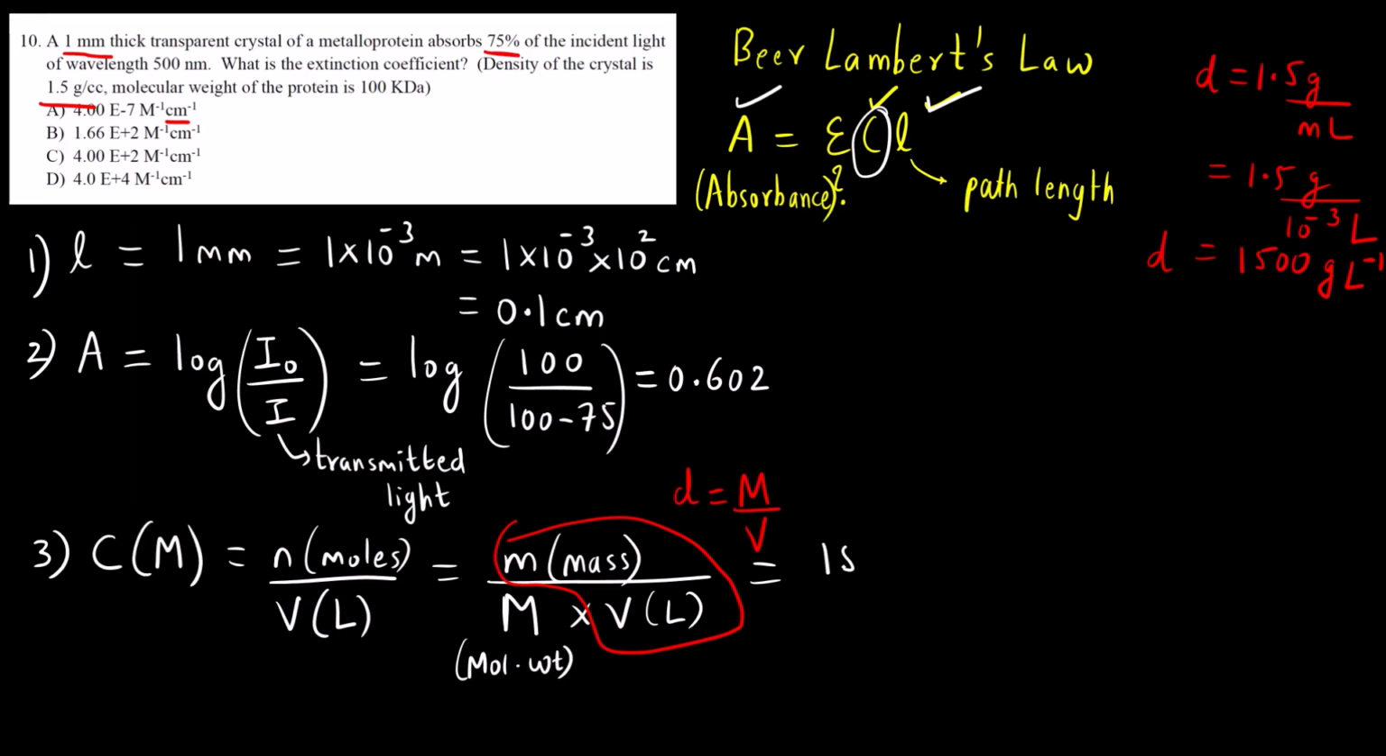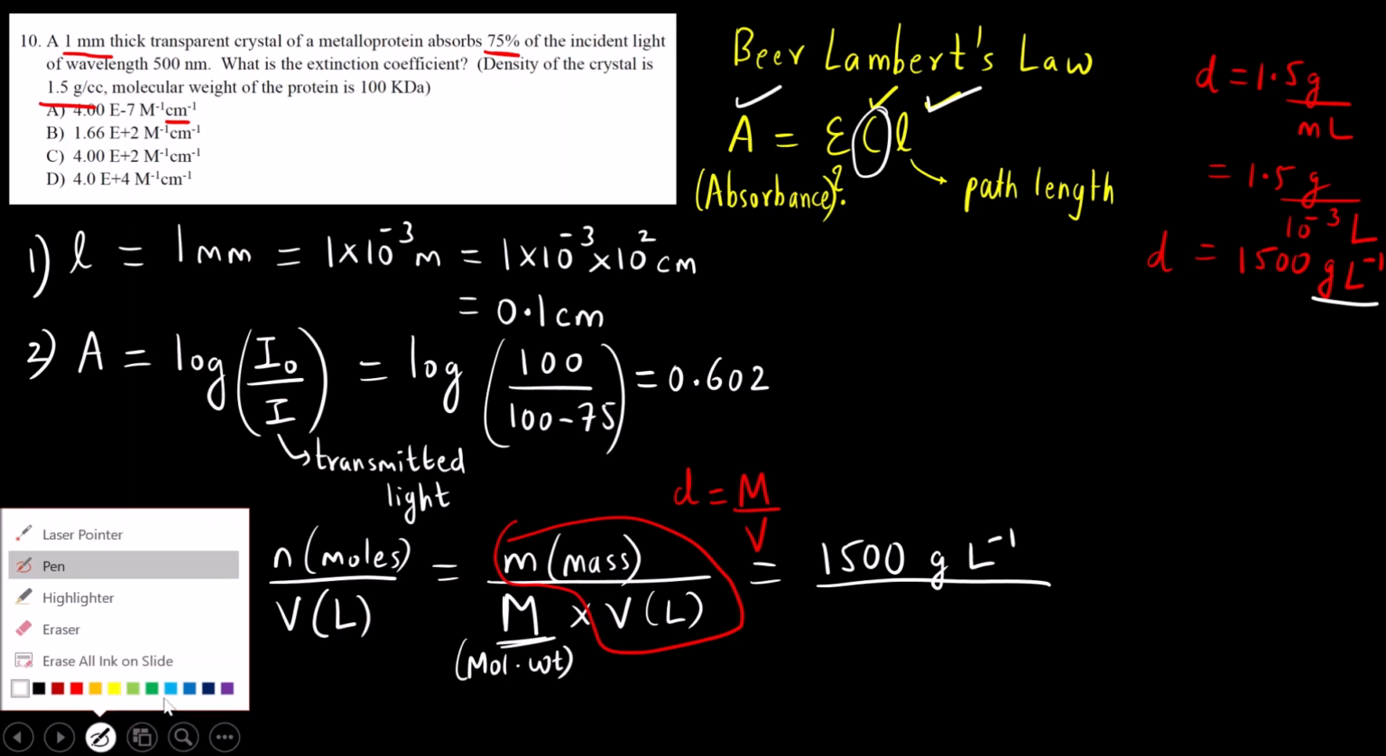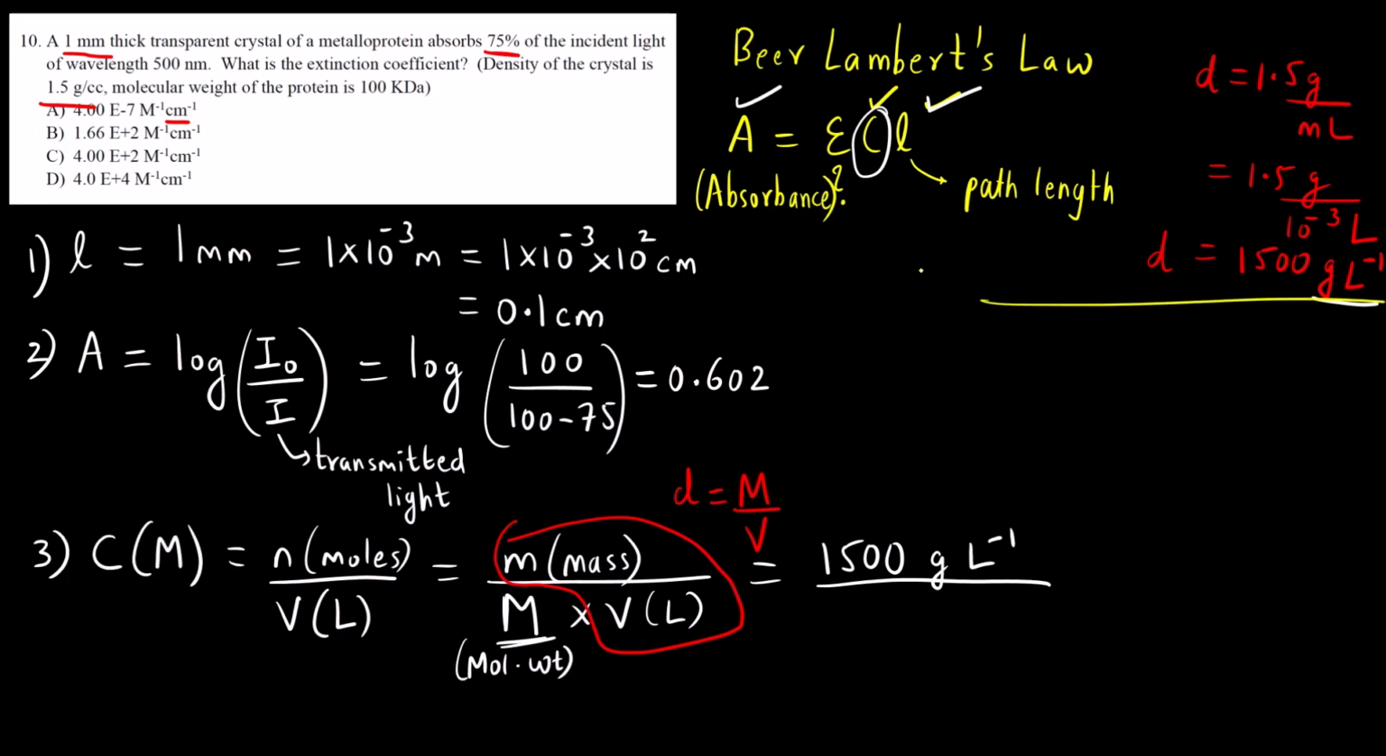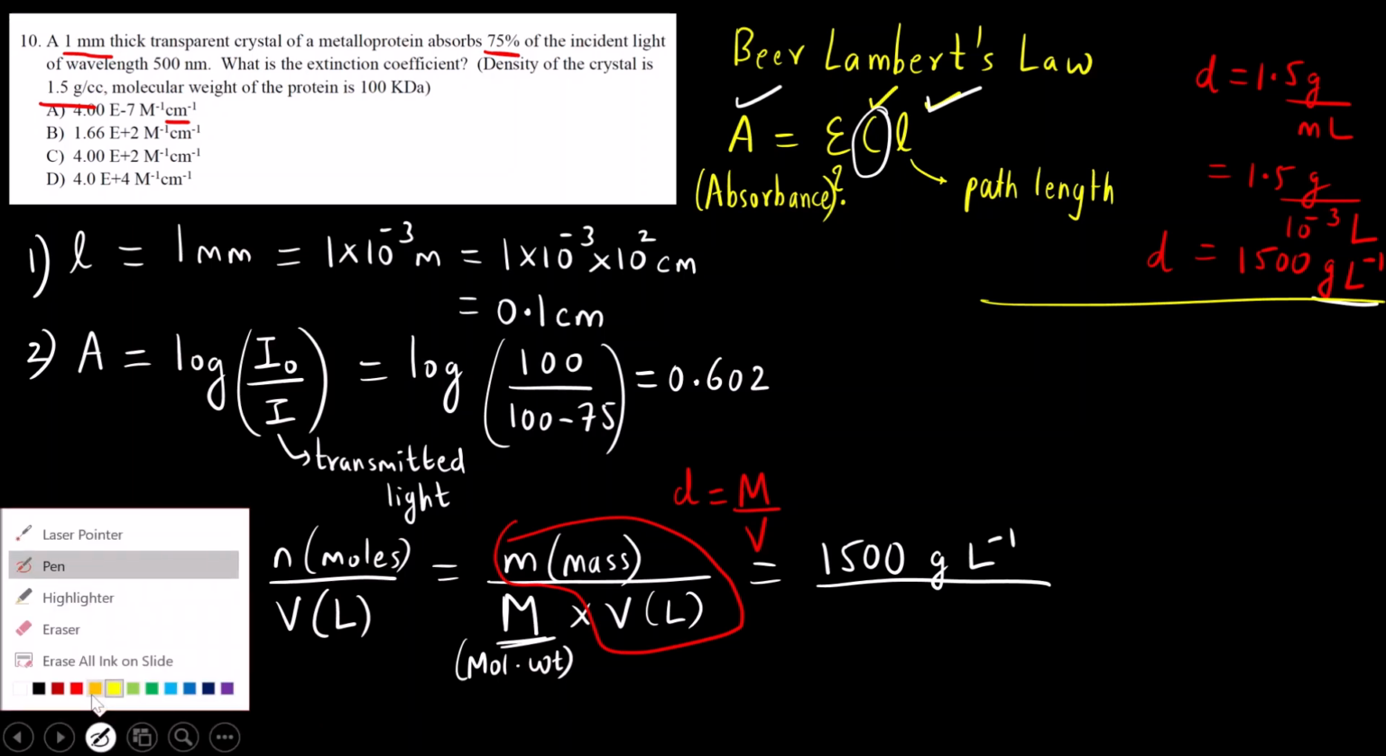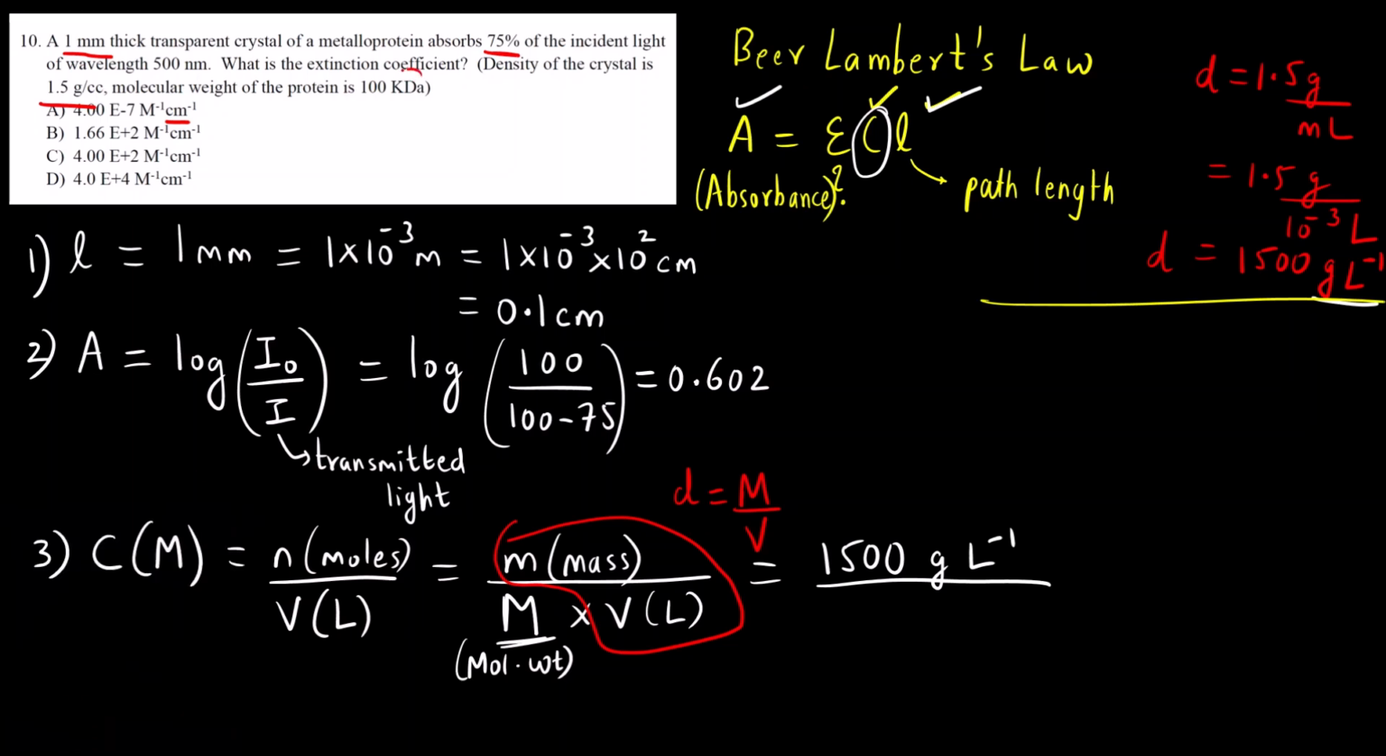Okay, so density we have written down the conversion, that is in gram per liter, that is 1500 gram per liter. Okay, and molecular weight, again we have to do the unit conversion. Why do we have to do the unit conversion? Because here you can see the molecular weight is given in kilodalton, but we want it in terms of gram, because gram is what is given to us. So we have to convert the molecular weight from kilodalton to gram. So that conversion we must know.